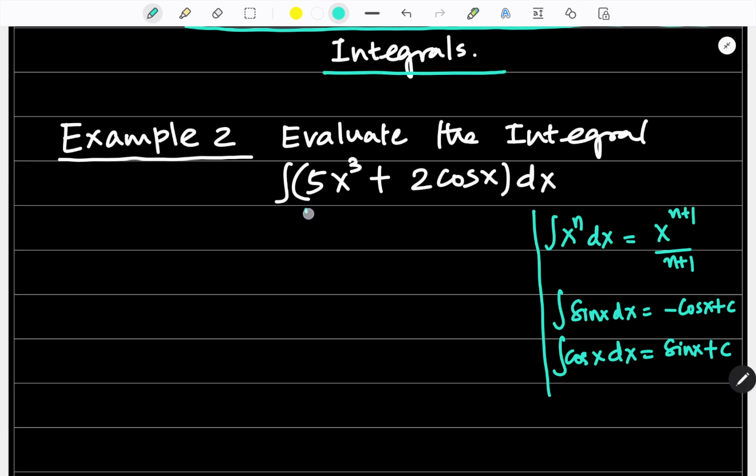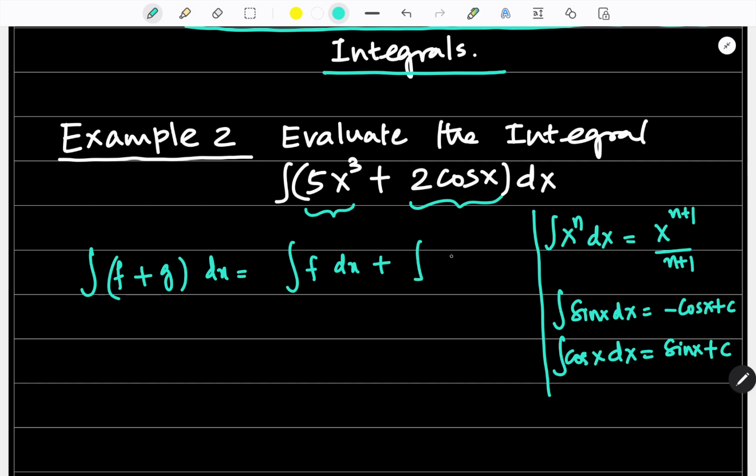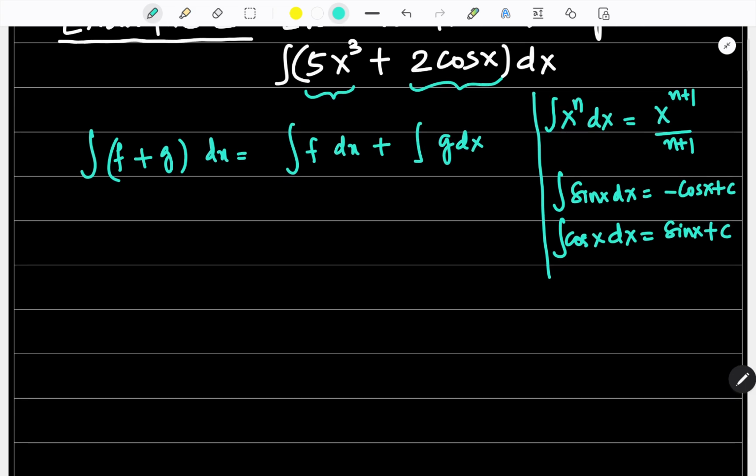Look at this function. There are two functions with a plus. In integral calculus, suppose you have two functions, the integral of f plus g dx. You can separate this as the integral of f dx plus the integral of g dx. You can do it. The same formula I'm going to use. So let us start the solution.